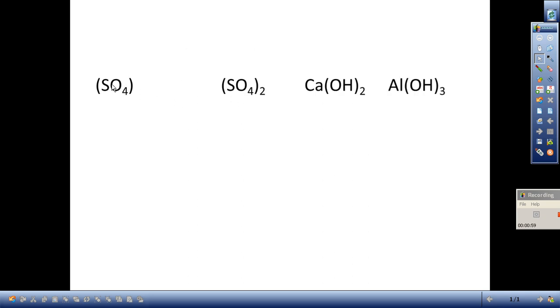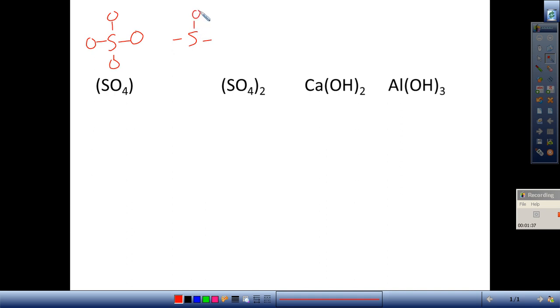Now, parentheses are just a group. And when we have parentheses, that's just showing they're bonded. So SO4 is a polyatomic, usually a polyatomic ion. And so we're just saying, okay, these guys are together. So we have 4 oxygens and 1 sulfur all by itself. Now if there's a 2 outside of the parentheses, that's saying I have 2 SO4s. So now I have 2 SO4s here.